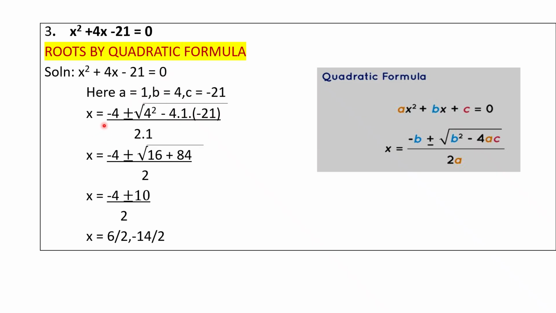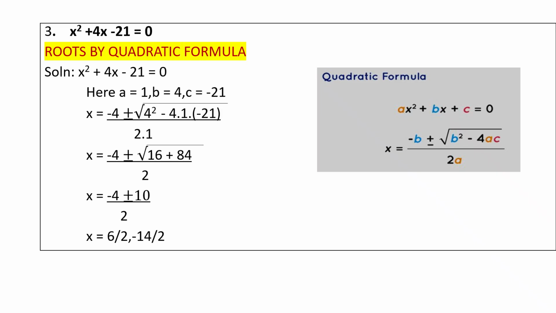So according to this formula, -4 ± √(4² - 4 into a is 1 and c is -21). So 16 + 84, that is 100. So the square root is 10, so (-4 ± 10)/2. So -4 + 10 will give you 6/2, and -4 - 10 will give you -14/2. This can be further simplified: 3, and this will give you -7. That you will do on your own.